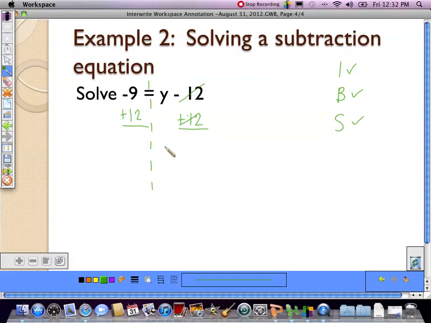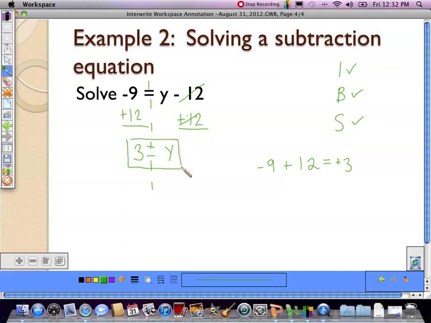The y is going to come down. Your equals will come down, and now you need to solve negative 9 plus 12. You are adding integers, so if you have to, come to the side and show your work. Negative 9 plus 12, the signs are different, so we're going to find the difference, which is 3, and keep the bigger sign, keep the positive. So your answer is 3. Y is equal to 3.